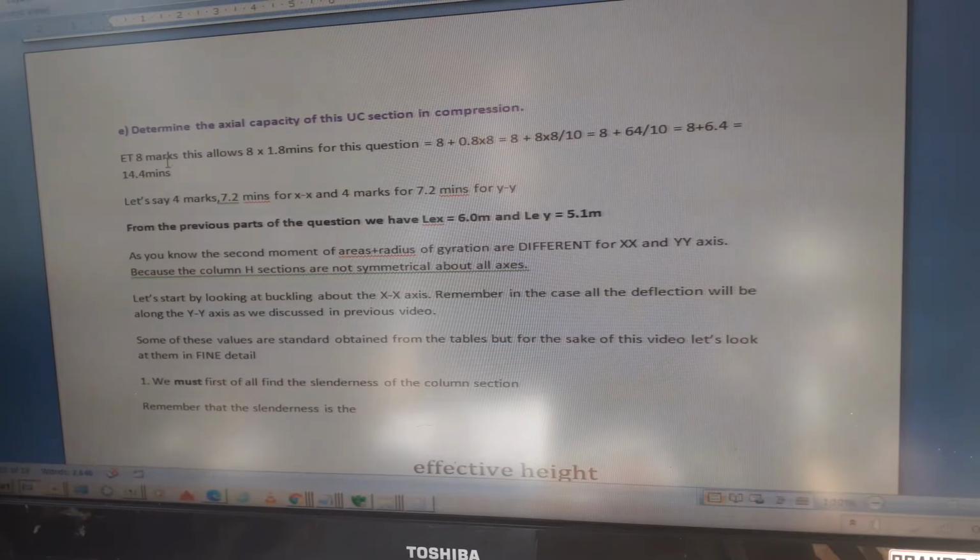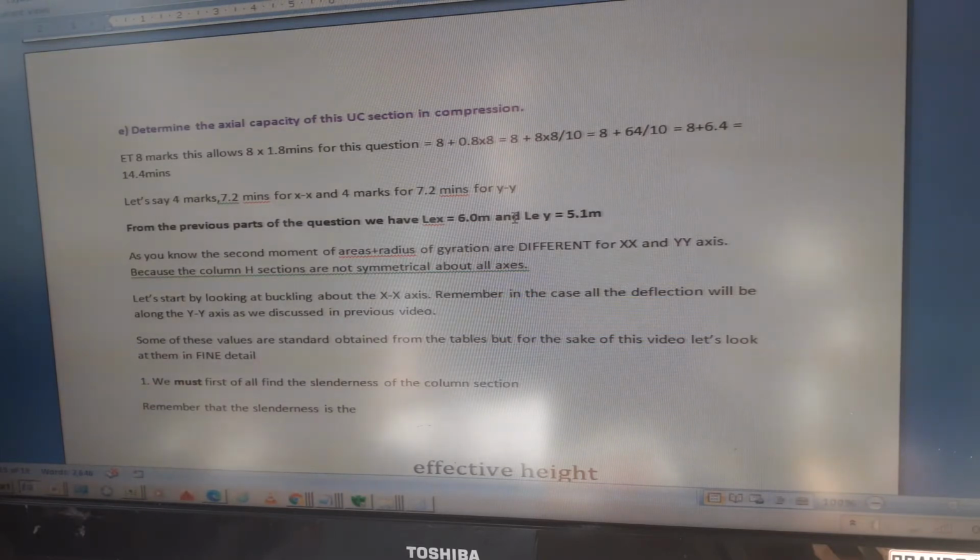The exam technique: it says 8 marks, so this allows 8 times 1.8 minutes for this question, which is 8 plus 0.8 times 8, which is 8 plus 64 over 10, which is 8 plus 6.4, 14.4 minutes. Let's say 4 marks, 7.2 minutes for the x-axis, and 4 marks, 7.2 minutes for the y-axis.